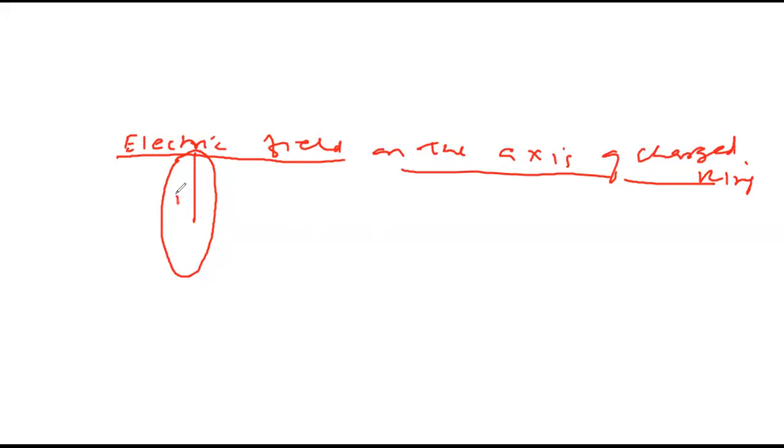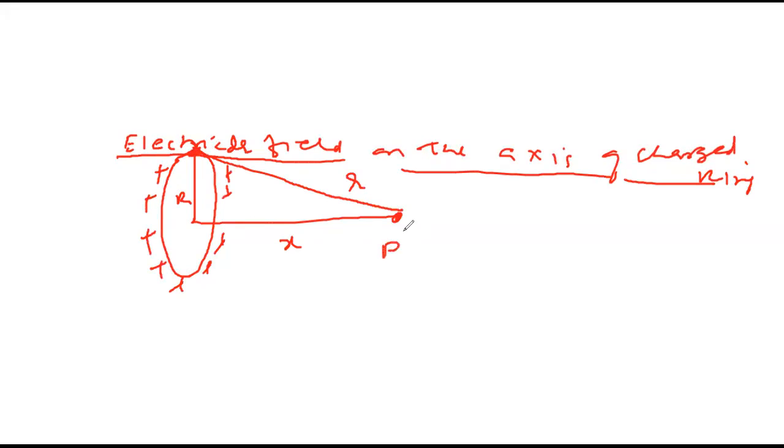So ring has radius R. At distance x, on the axis, we want intensity. Consider elemental charge dq at distance small r from P. So intensity will be directed outward, dE. This angle is theta. Then we'll have two components, dE cos theta and dE sin theta.